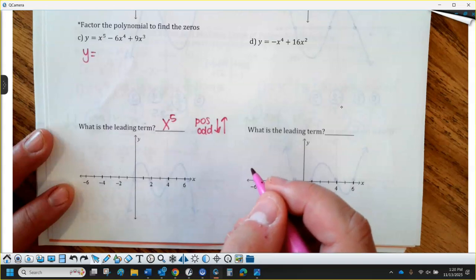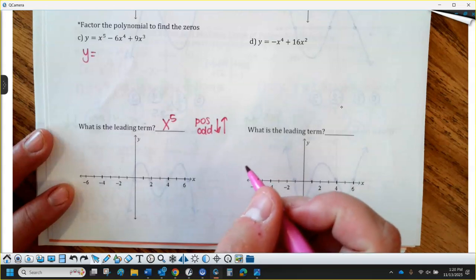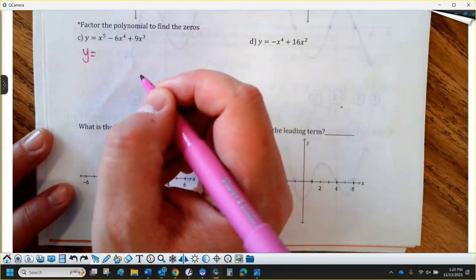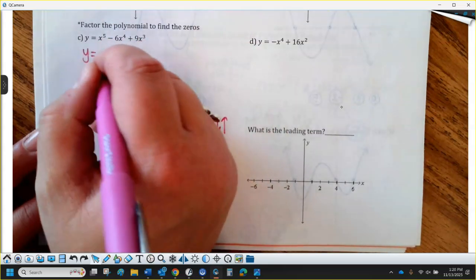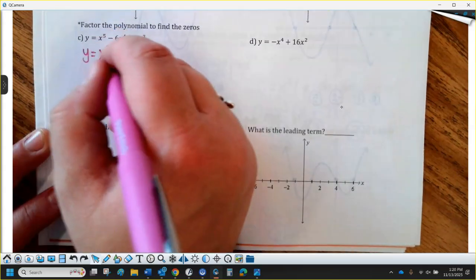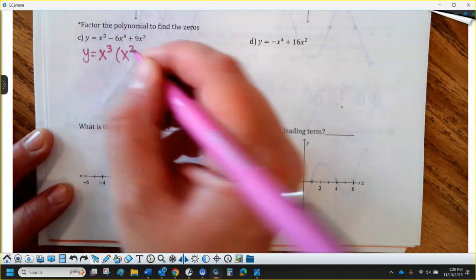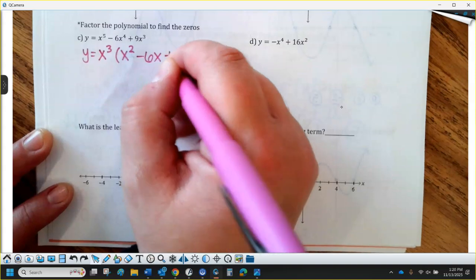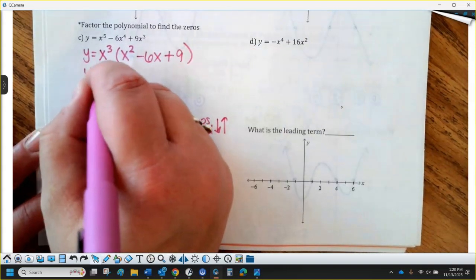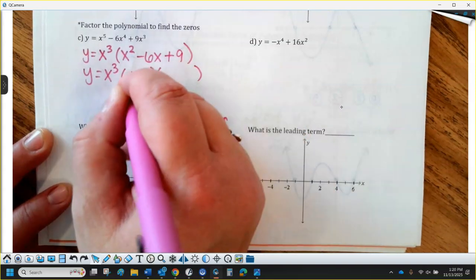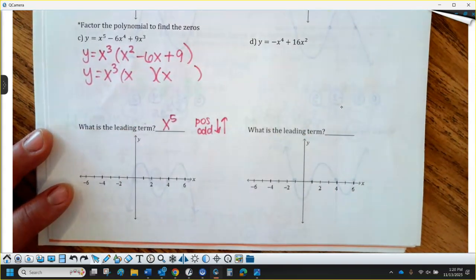what could I take out in front if I was trying to factor this? What do these all have in common? X to the 3rd. There you go. Yeah, I have at least x to the 3rd in each one of these. Okay, now left over, I'm taking 3 away from each of the exponents. This would be x squared minus 6x plus 9. And tell me 2 numbers that multiply to get you positive 9, add to get you negative 6.